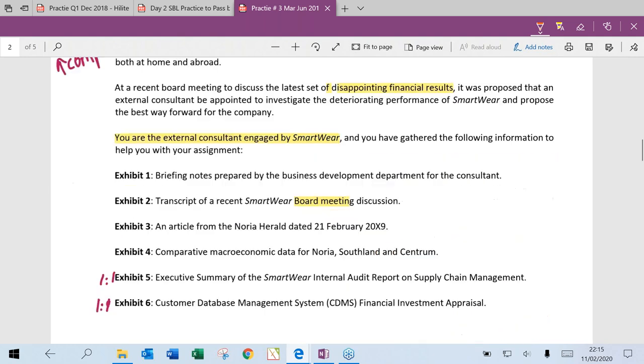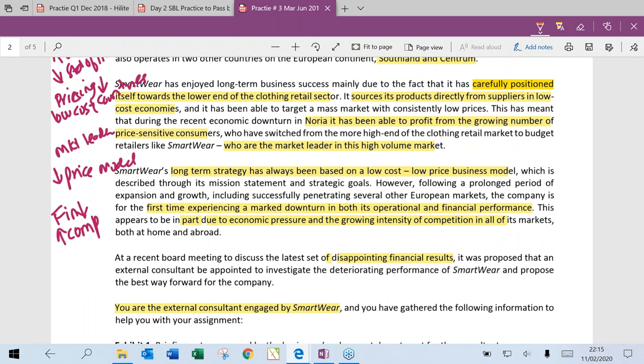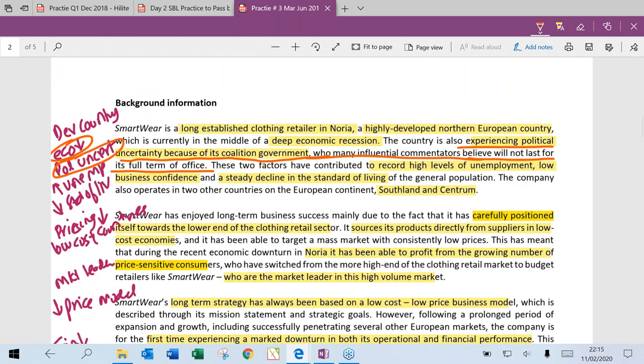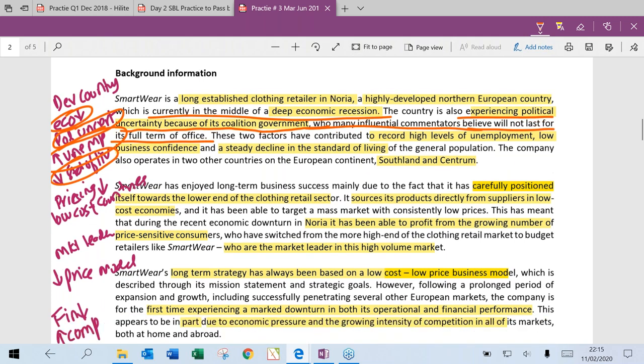I think also in the introduction, in this one. It's currently in the middle of a deep economic crisis. So again, economy is unfavorable, and because of that, what impact does it have? It will have an adverse impact on our financial performance, on our revenues, costs, and profitability, right? Social, it talks about unemployment, standard of living. There were some statistics about unemployment, 8%, I think. You just pick all those and put them under social.